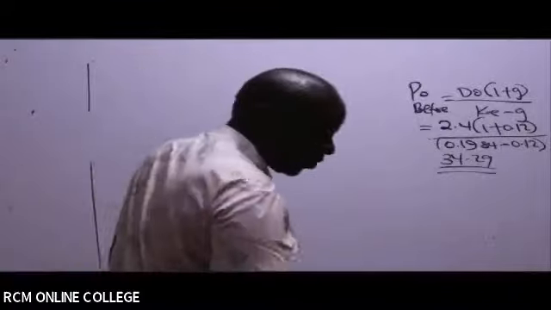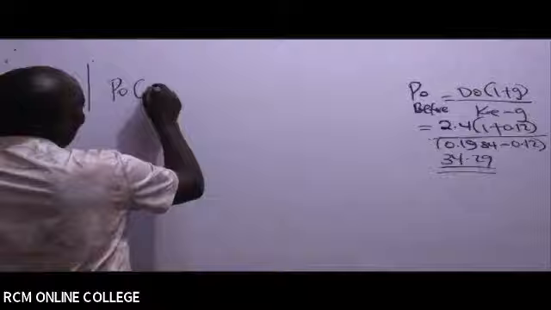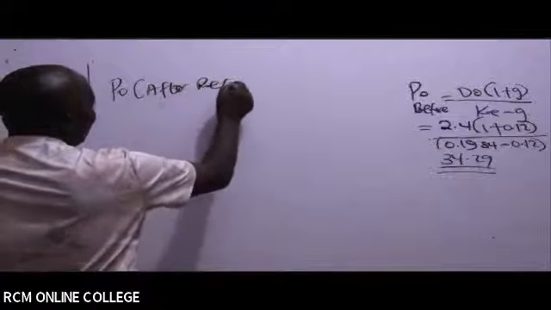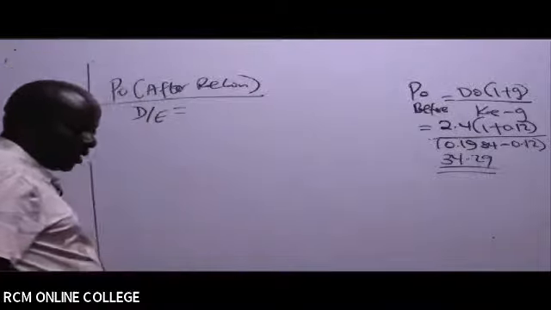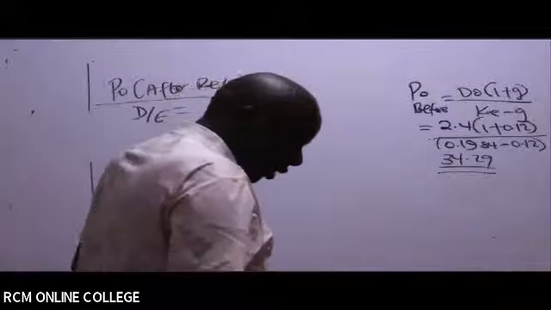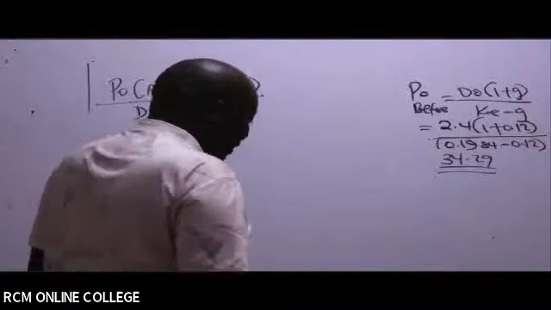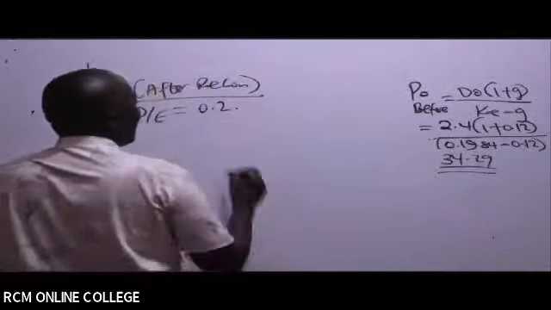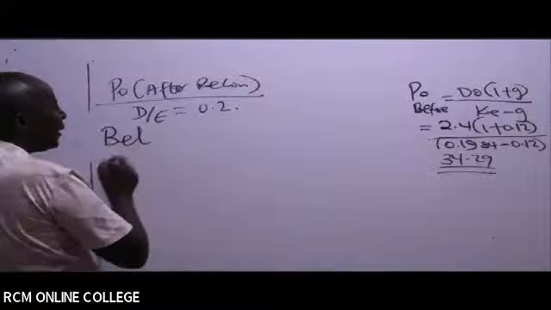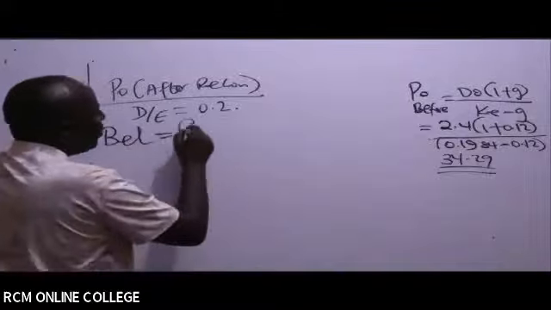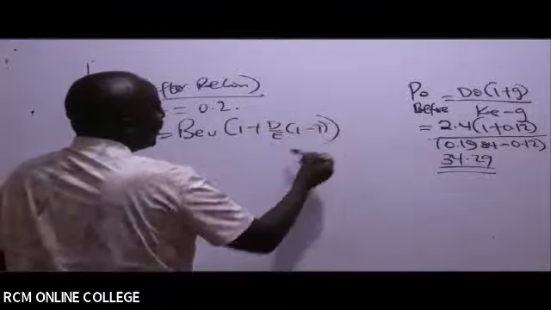We haven't yet finished the question. We still have to go through the whole process and give the PO after reconstruction, when the D over E equals 0.2. Remember, the debt to equity is changing. First, give us the firstborn, the bigger brother, BEL. We know that BEL after equals BEL before into 1 plus debt over equity into 1 minus tax.